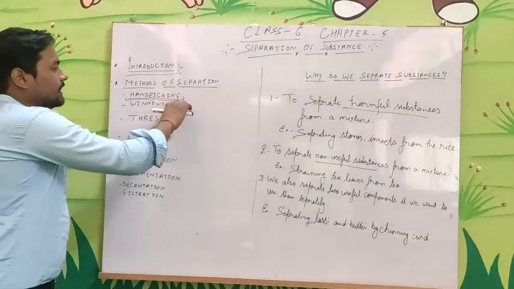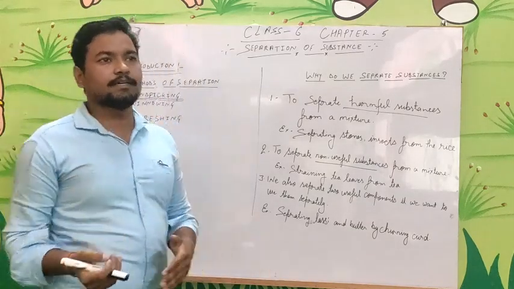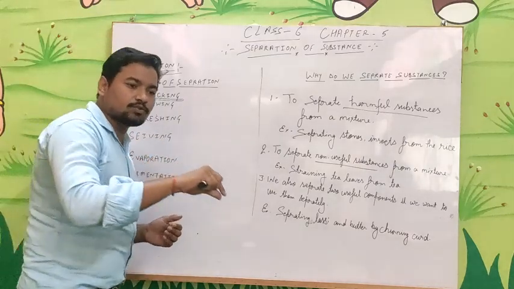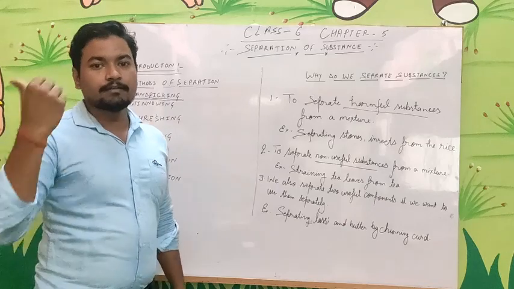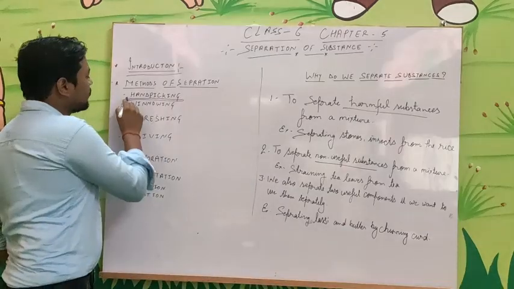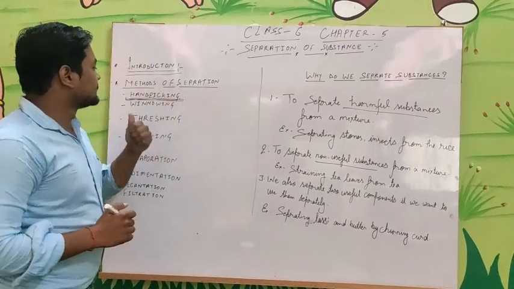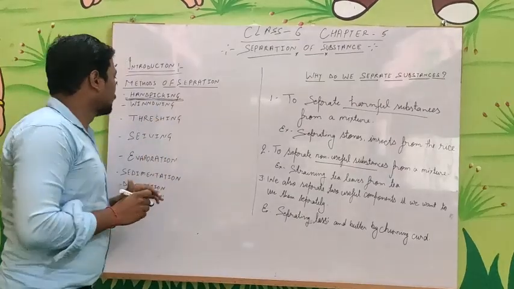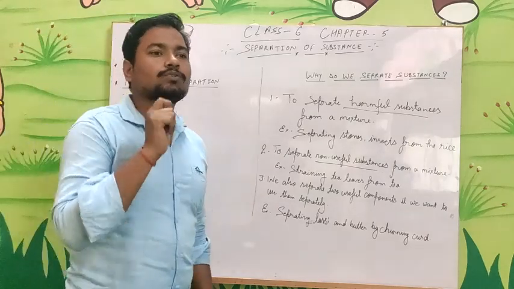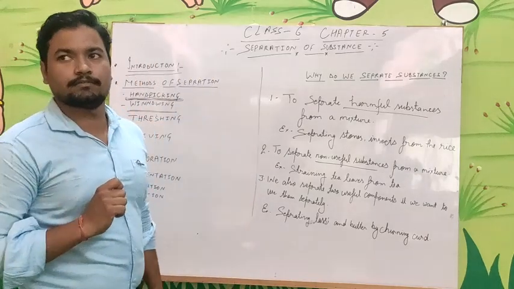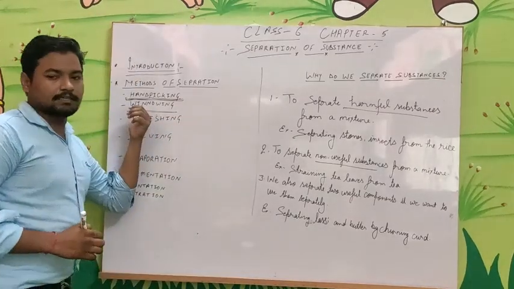For example, you can see in your homes, your mother or your sister taking stones out of rice with the help of their hands. This process is called hand picking. Second is winnowing. What is the use of winnowing in separation?